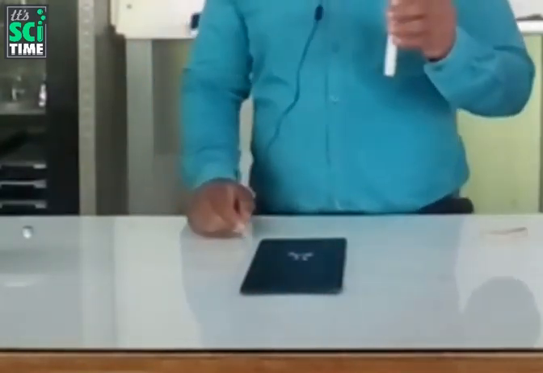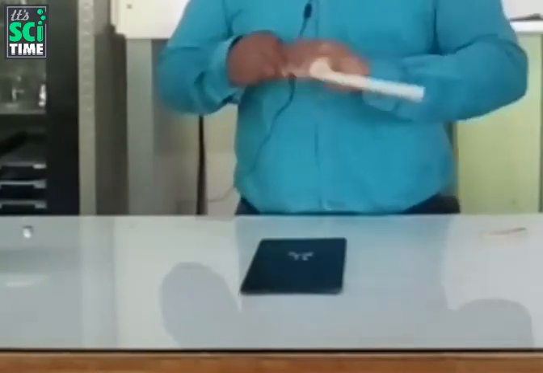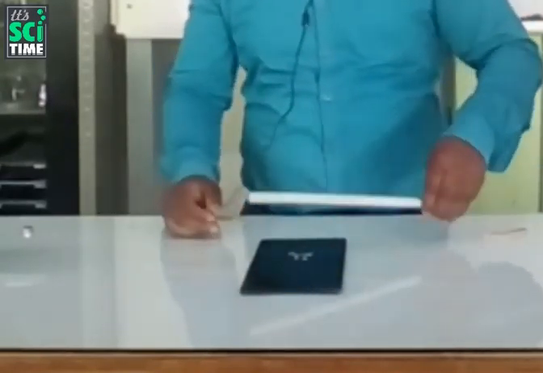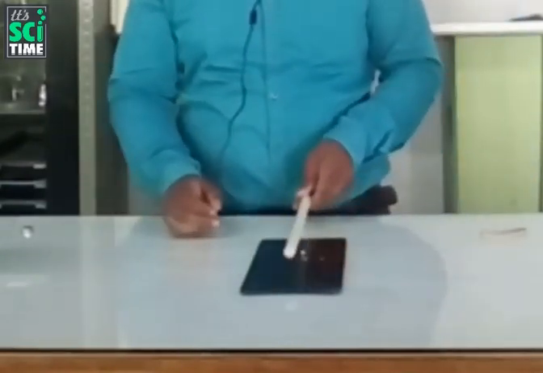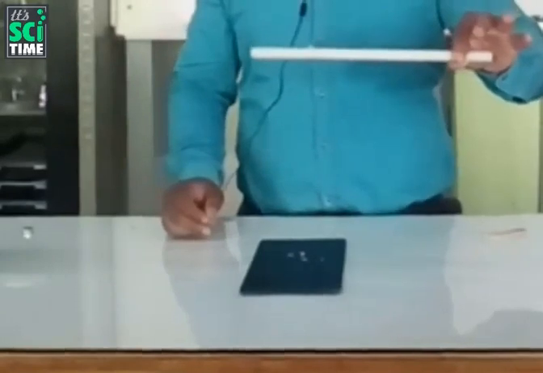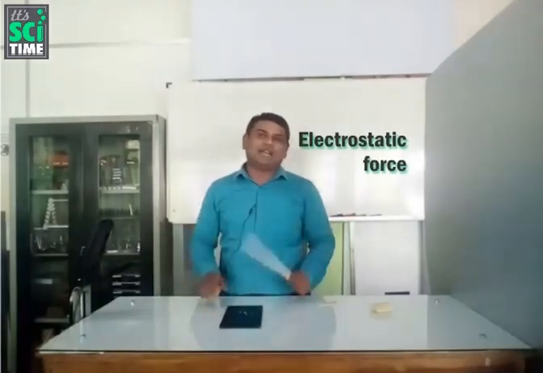Then I have a plastic rod and a sponge. First, let's rub this one by rubbing it. And this time we are not going to contact the papers, but you can see the papers jump up. Papers attach to this without contact. Such non-contact forces are known as electrostatic forces.